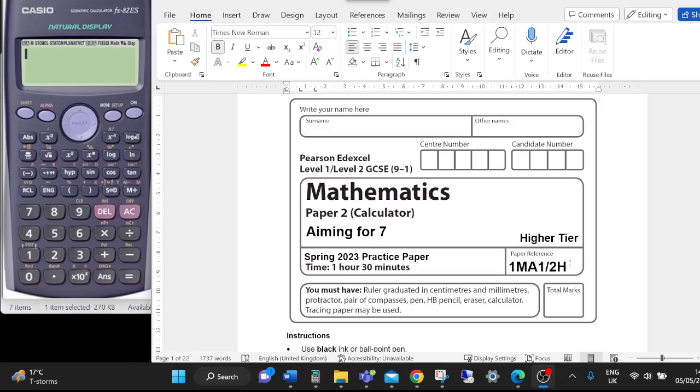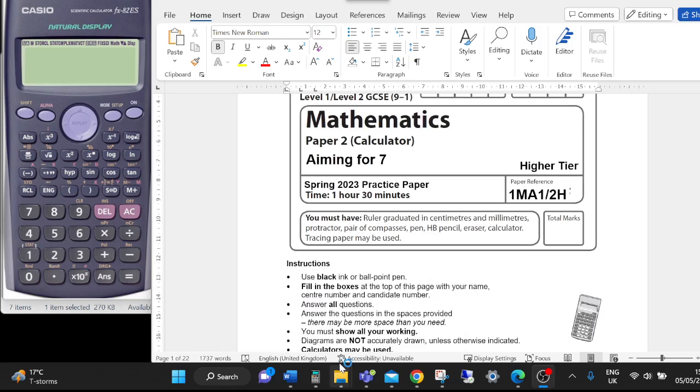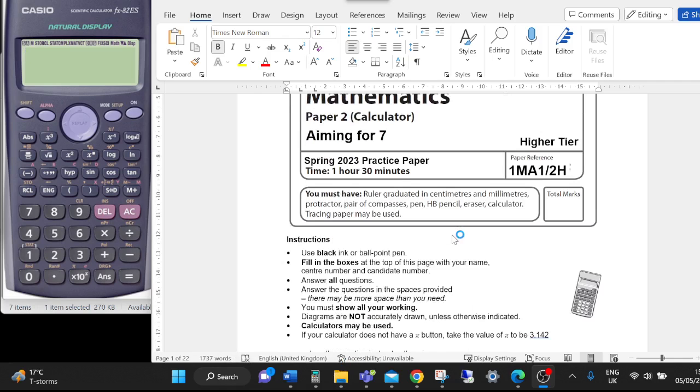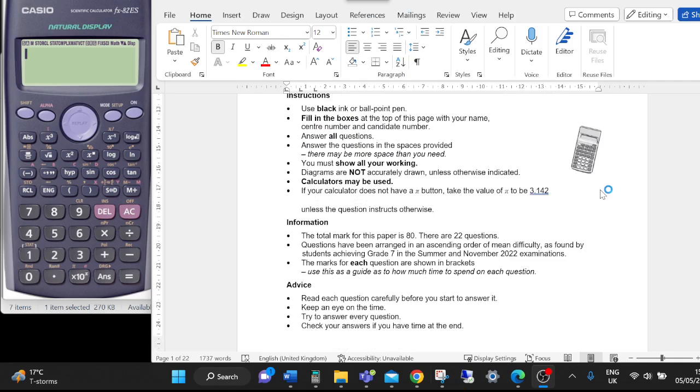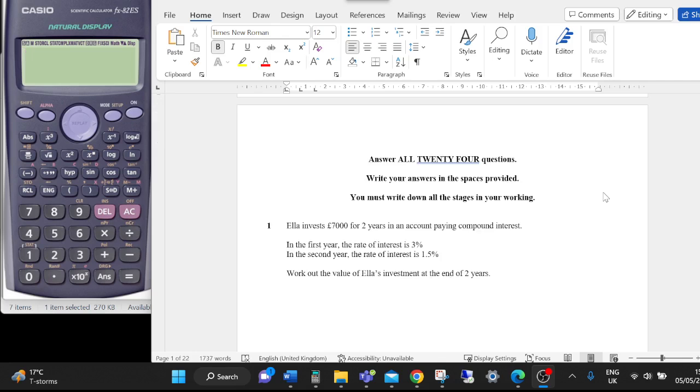Today we're continuing our look at the series of the Aiming for 7 papers, and today we're doing paper 2. I'm using an old FX82 emulator. If you've got a more modern one, there's no major drama there. We'll do this in chunks of about 10 questions. I think on the paper it does tell me how many questions we've got. 22, so I might try and cut it into 2 videos, depending on timing. Okay, so we'll make a start straight away then.